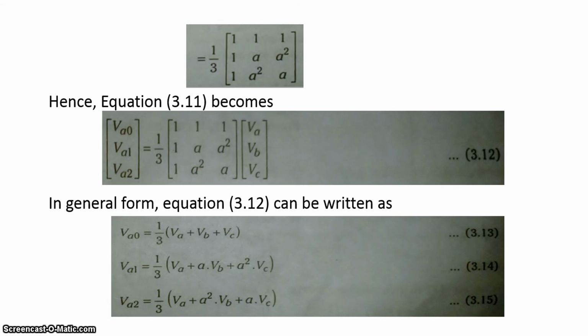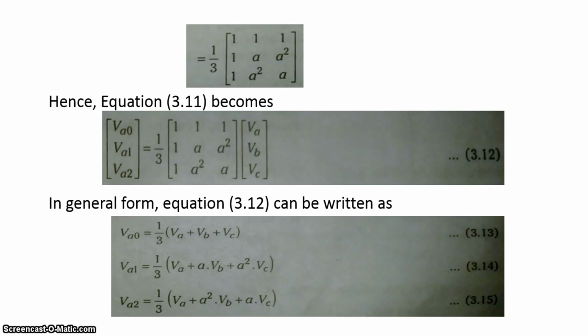Hence equation 3.11 becomes matrix VA0 VA1 VA2 equals 1/3 of the matrix 1 1 1, 1 operator A operator A square, 1 operator A square operator A, multiplied by VA VB VC. In general form, equation 3.12 can be written as VA0 equals 1/3 of VA plus VB plus VC, VA1 equals 1/3 of VA plus A into VB plus A square into VC, VA2 equals 1/3 of VA plus A square VB plus A VC.